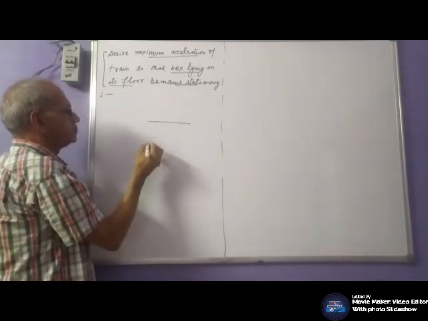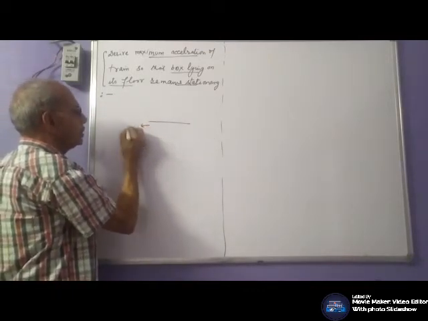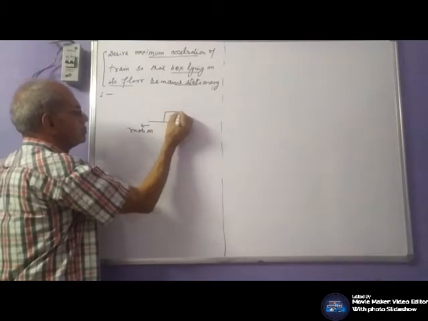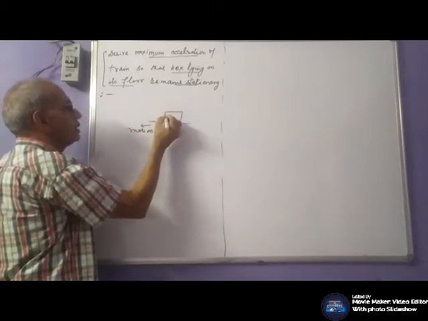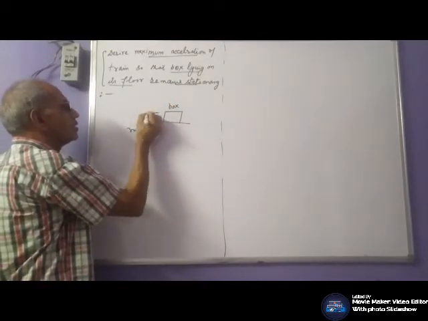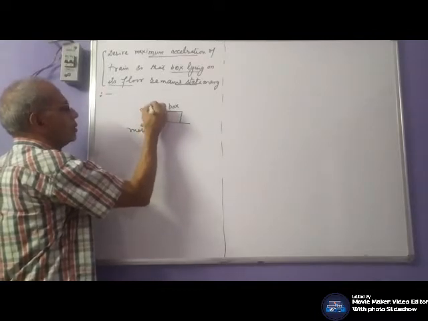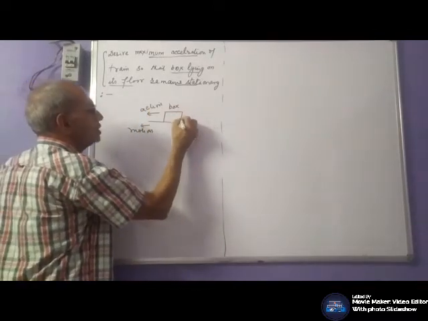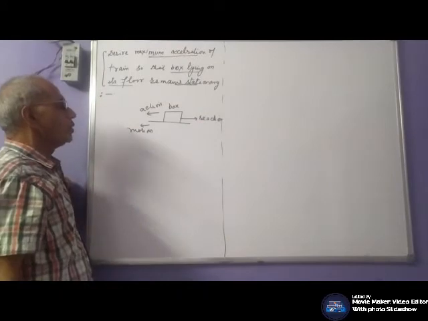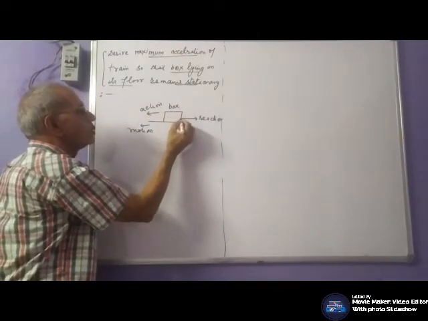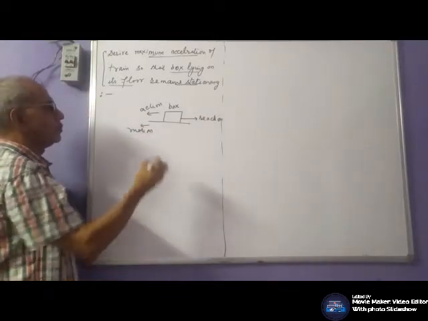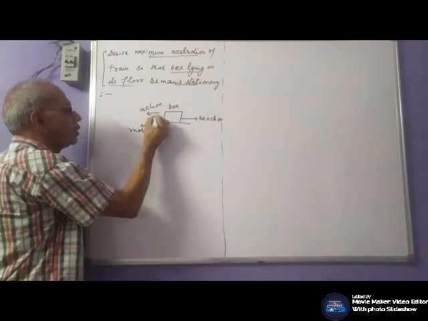This is a train. This is motion. This is the box. This is the action on the box. This will be the reaction, so the box will move in the opposite direction. So there is what? Force of friction.